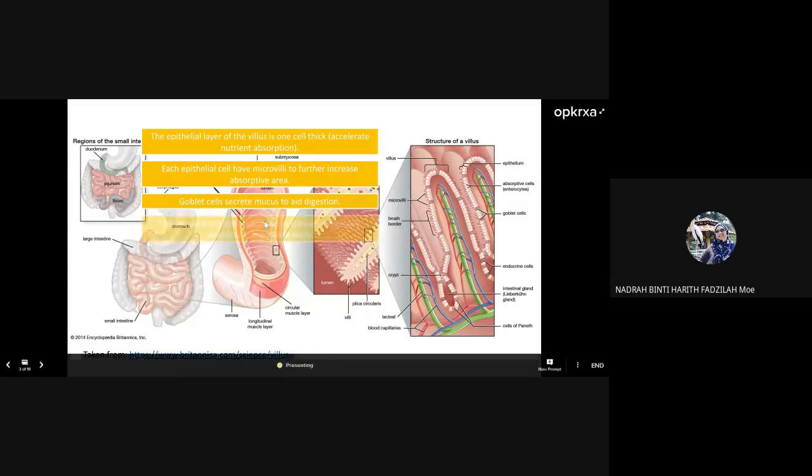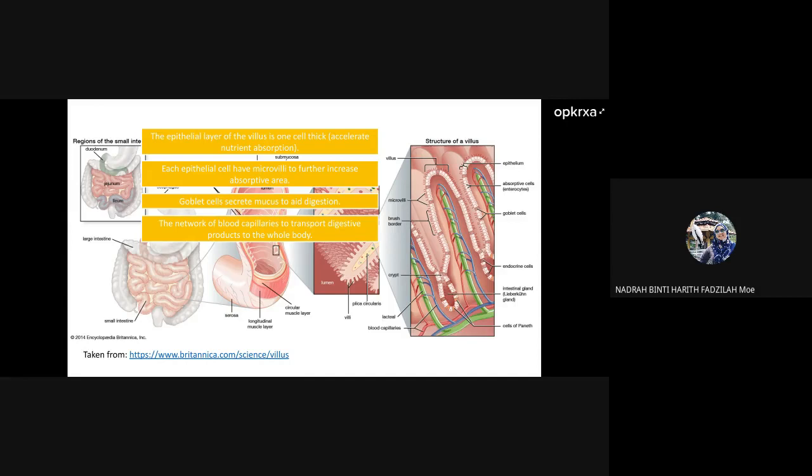And then we can see the structure in red and blue, that is the network of blood capillaries. So when we talk about digested food, before this, there are two categories, kan. One category is digested food that can dissolve in water. Another category is digested food that cannot dissolve in water.